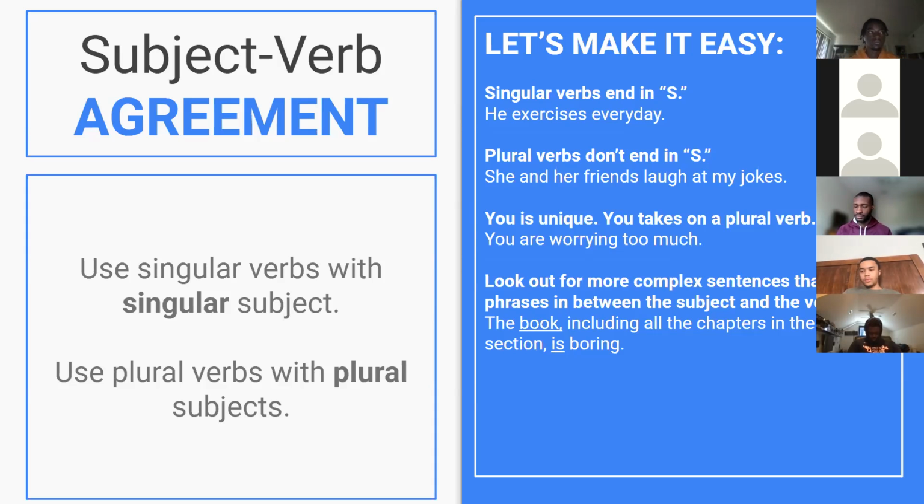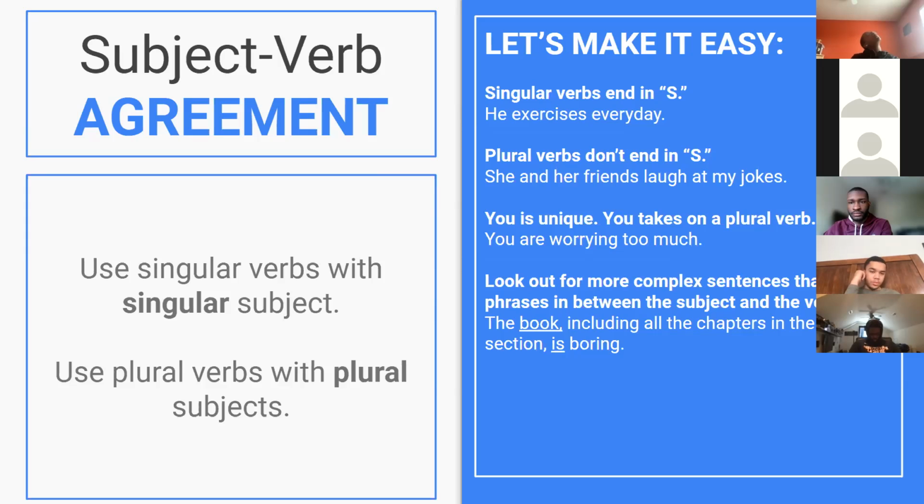So it's making sure that singular verbs, that action, is paired with a singular subject. So if we have singular verbs end in S, so he is the subject, it's one person, exercises every day. He is the subject and exercises is the verb, but it would not be he exercise every day. He exercises every day. So we have to make sure that if it's a singular subject, talking about one thing, one place, one person, one idea, that it has a corresponding singular verb. He exercises every day.